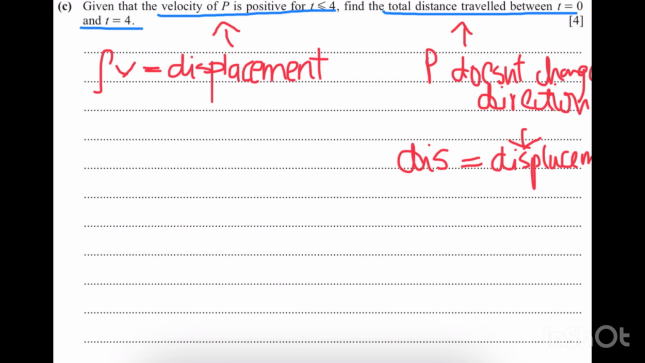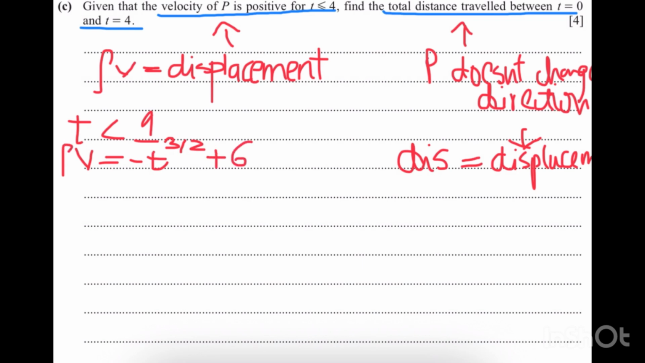So in part A and B, we found out the velocity for when t was less than 1 and for when t was greater than 1. So we're going to write that down. For when t was less than 1, we found out that velocity was equal to minus t raised to power 3 by 2 plus 6.